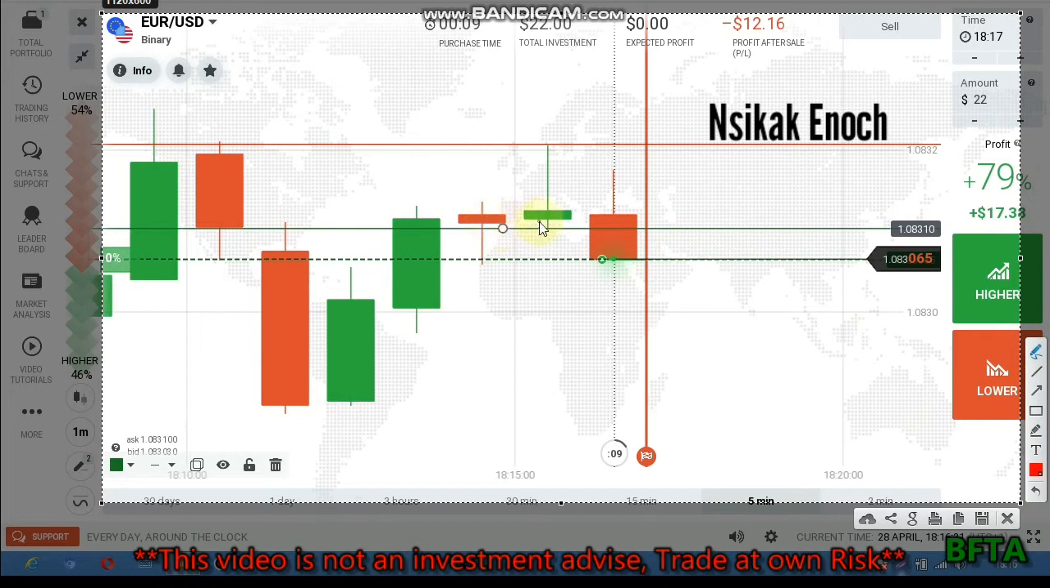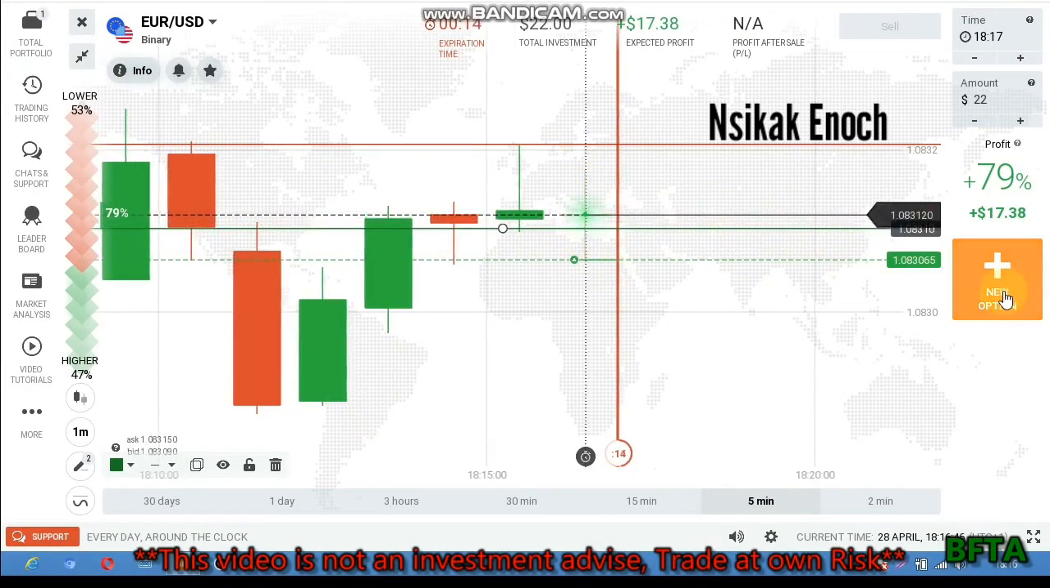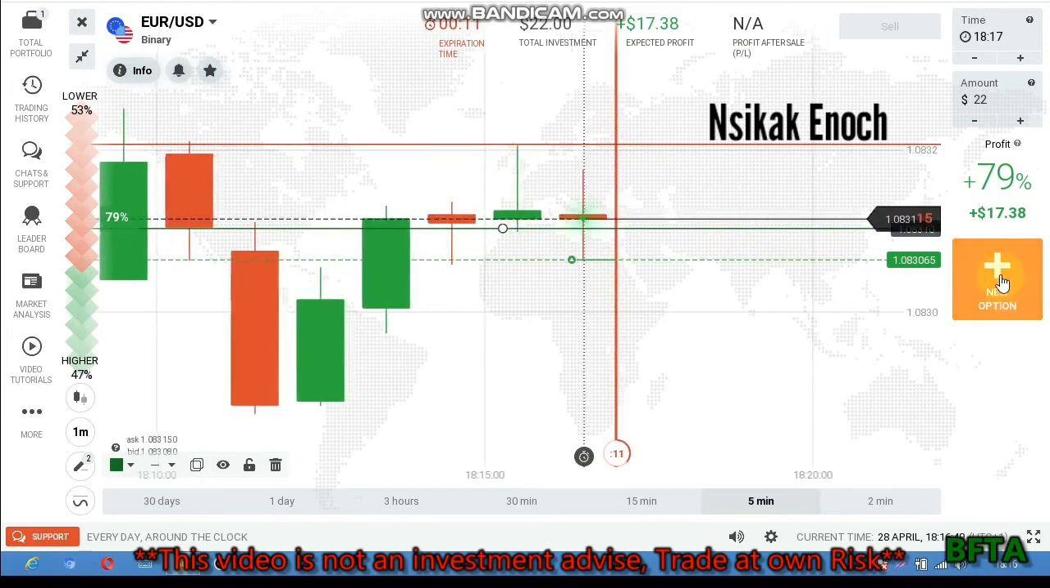I place call option because this is a buyers' area on the left side. Buyers entered here, sellers entered here, and there's a gap to the buyers' entry here. So it's very close to the buyers while it's still far from the sellers. So buyers will enter from this level, and this is an uptrend. Okay, so it will close as a bullish candle.